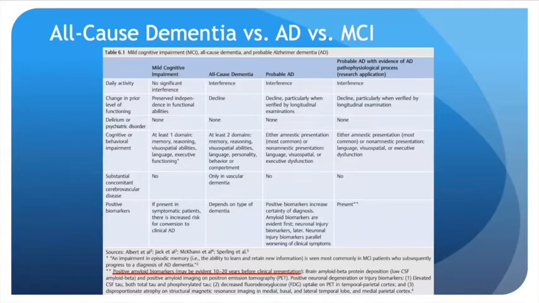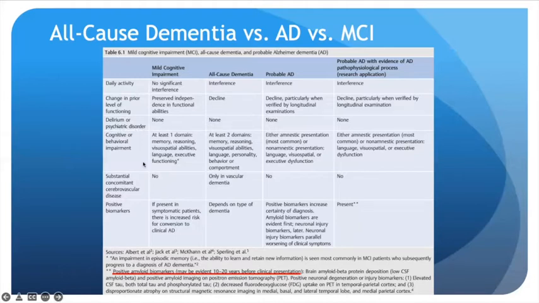Looking at all-cause dementia versus Alzheimer's disease and mild cognitive impairment, you can see that with mild cognitive impairment there's no significant interference with daily activities, whereas with all-cause dementia and probable AD with evidence of the Alzheimer's disease pathophysiological process, there is interference with daily activities. The changes in prior level of functioning differ across these various diagnoses, so preserved independence and functional activity versus decline in the others. There is no delirium or psychiatric disorder associated with any of these disorders.